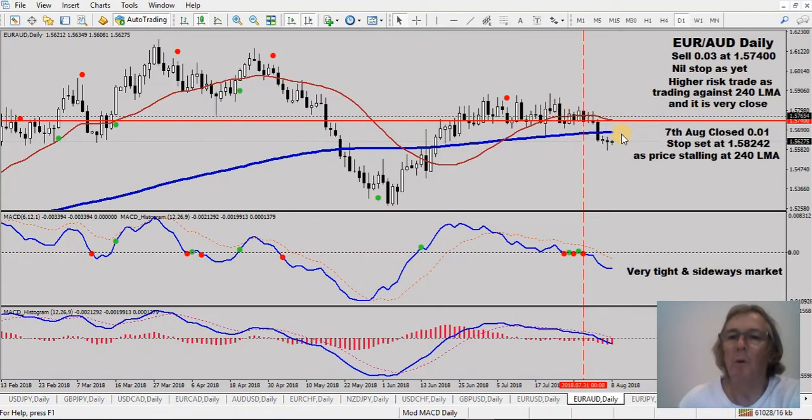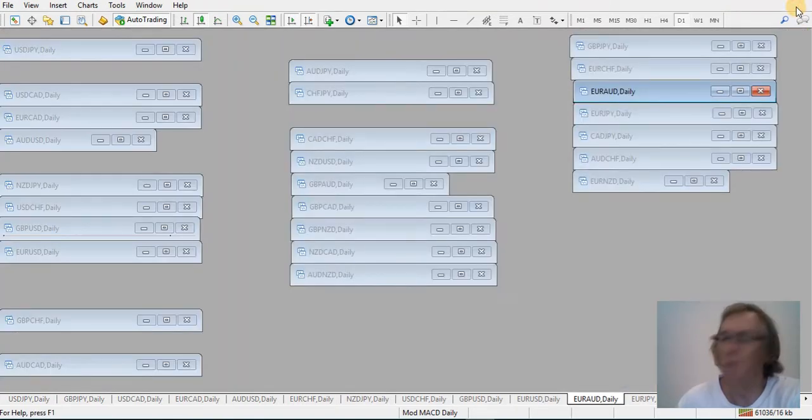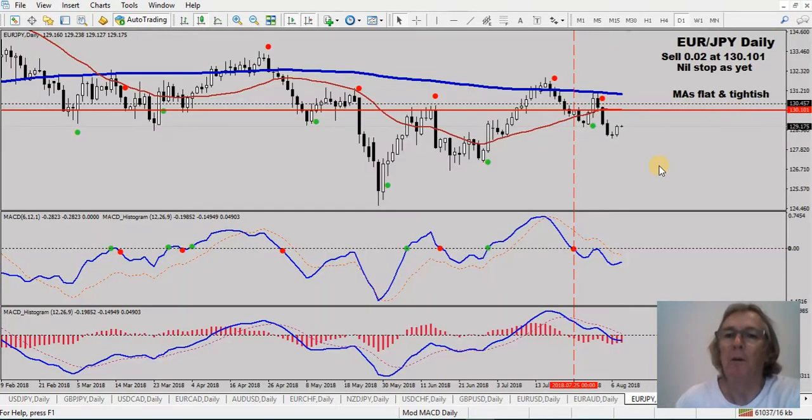Euro Aussie, I'm in a sell. All I've done this morning is I've moved my stop down to 157,654. Just looks like it's losing a bit of momentum here, and I just want to protect myself. I've already closed one. I'm just bringing down the other 2 micro lots stop down to that level there. So that's Euro AUD, Euro Aussie.